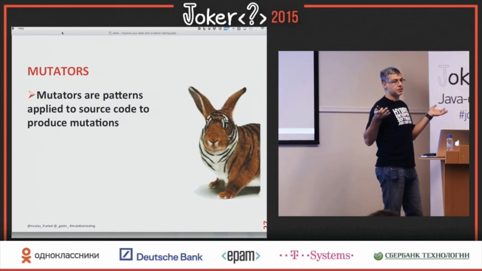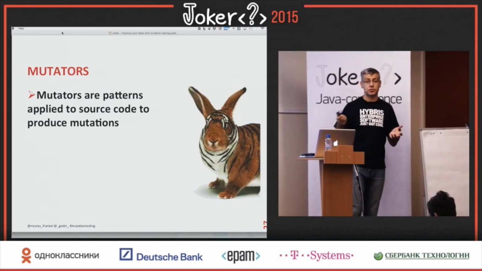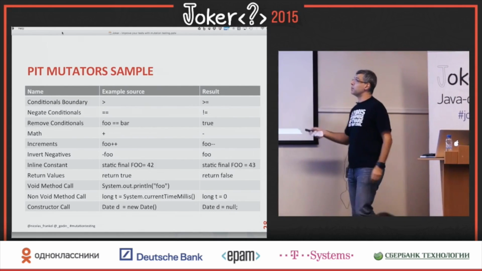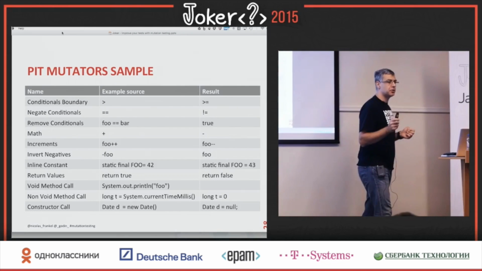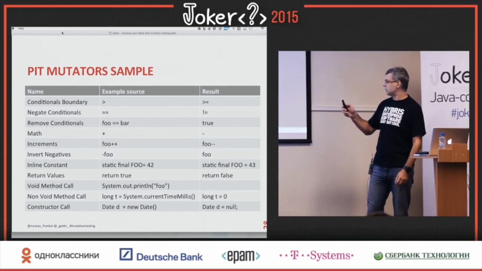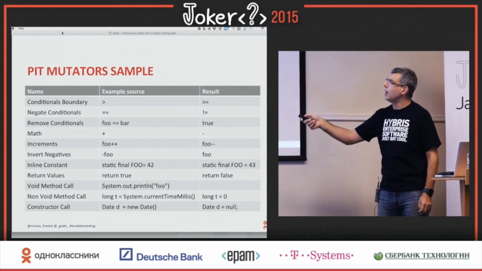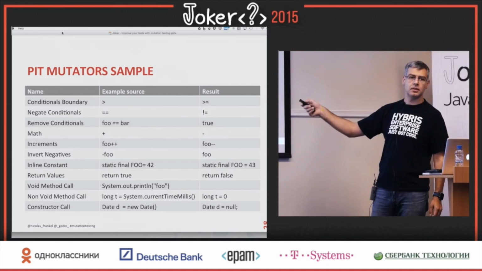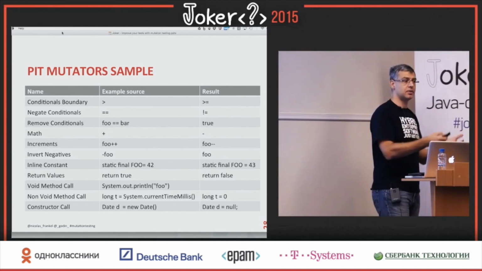Basically, you have mutators, and mutators are patterns that are applied to your source code. For example, there is a Pit mutator called conditional boundary. Conditional boundary will replace higher by higher or equals. So it will replace your source code like that and execute the same test.